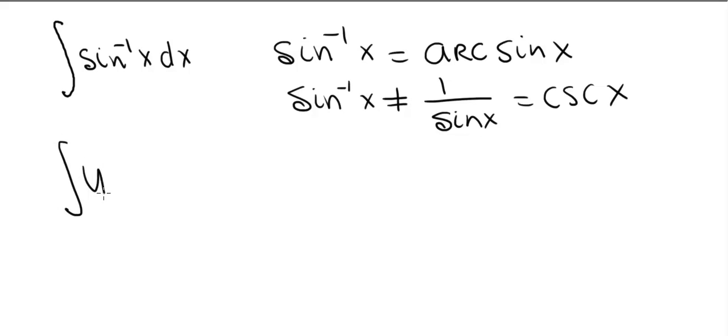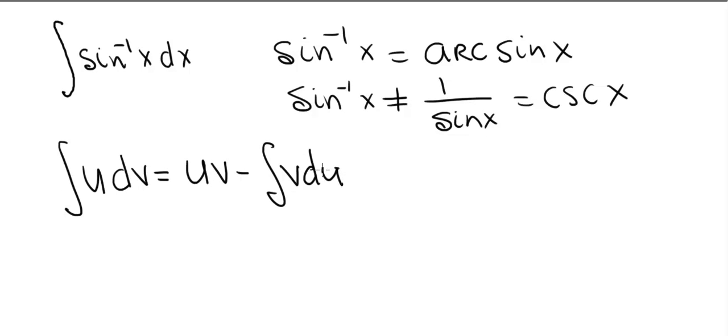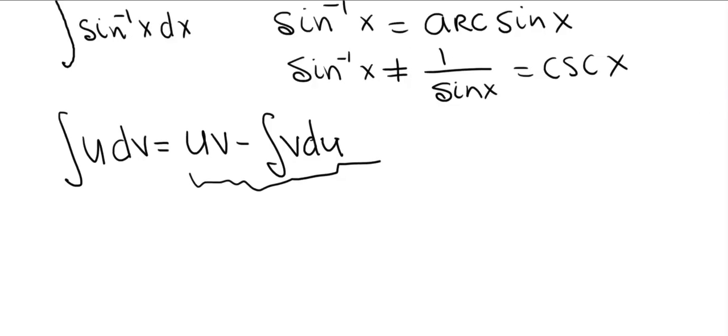Recall the integration by parts formula. The integral of u dv is equal to u times v minus the integral of v du. The idea of integration by parts is to call our integral the integral of u dv, set one part equal to u, the other to dv, find du, find v, and express our integral using the right hand side of this formula, hoping that the integral on the right will be much easier than the integral on the left. So let's proceed and try to do that.